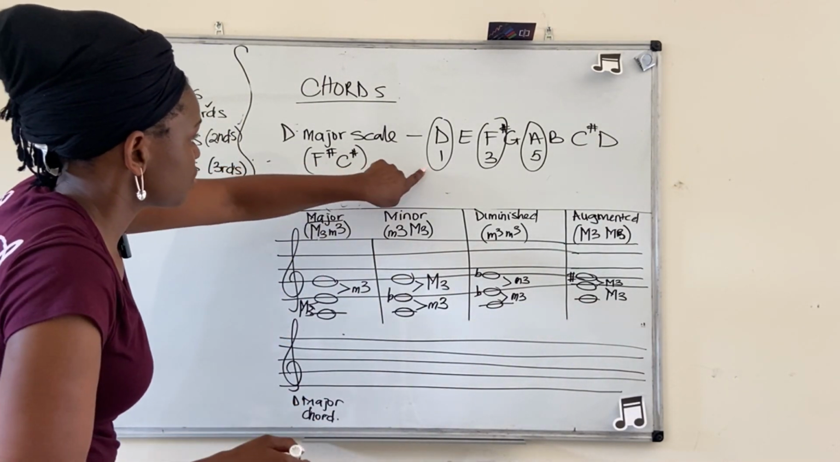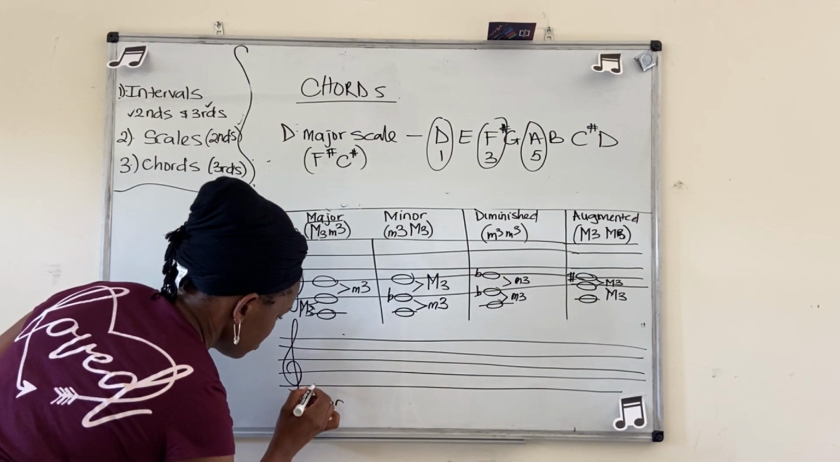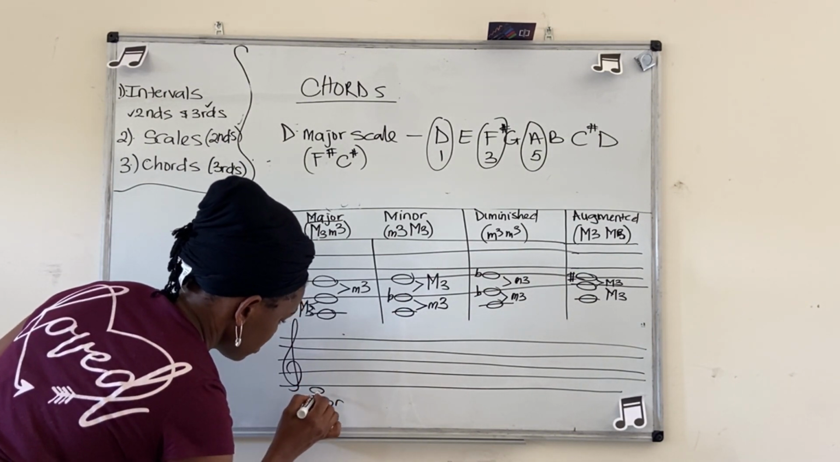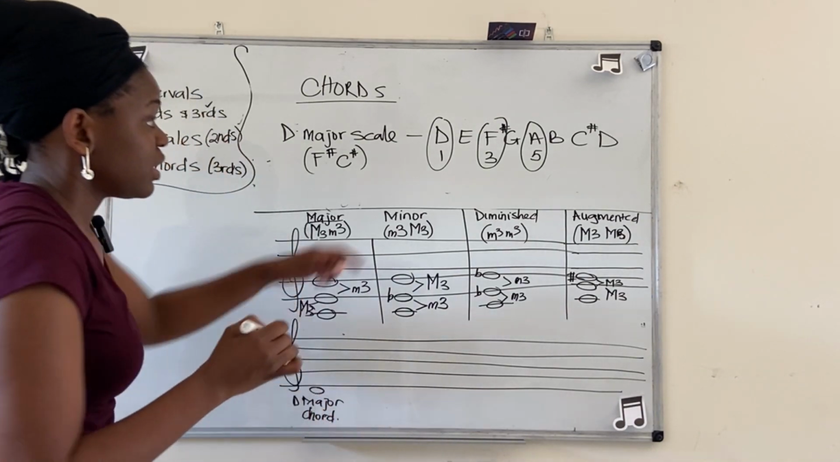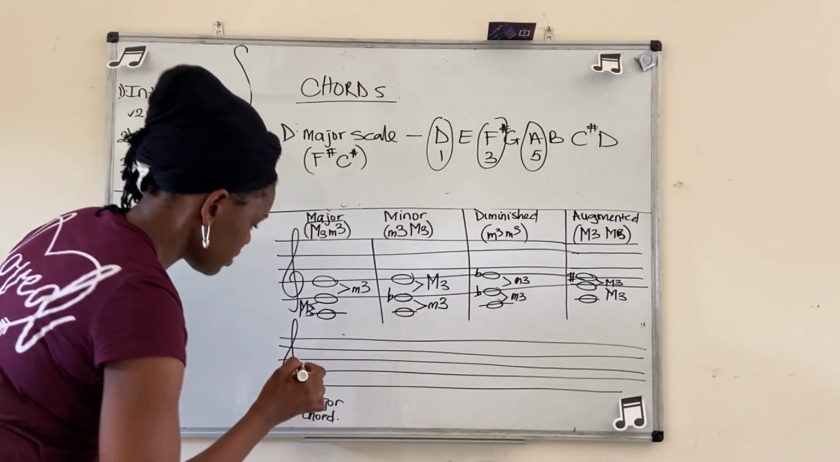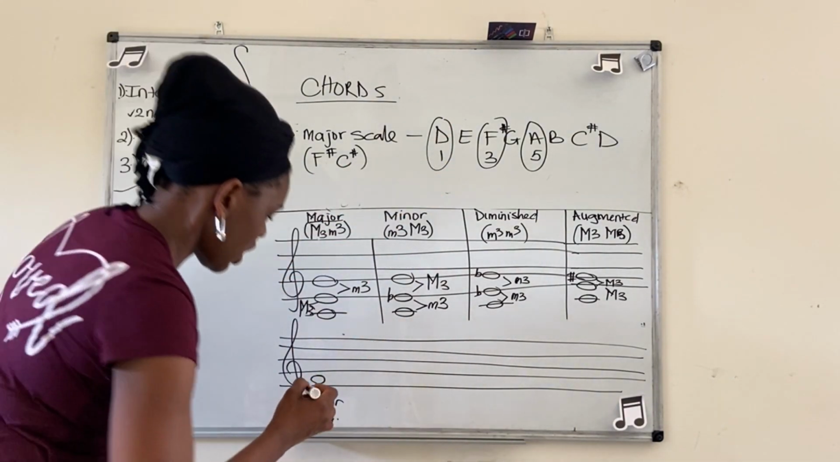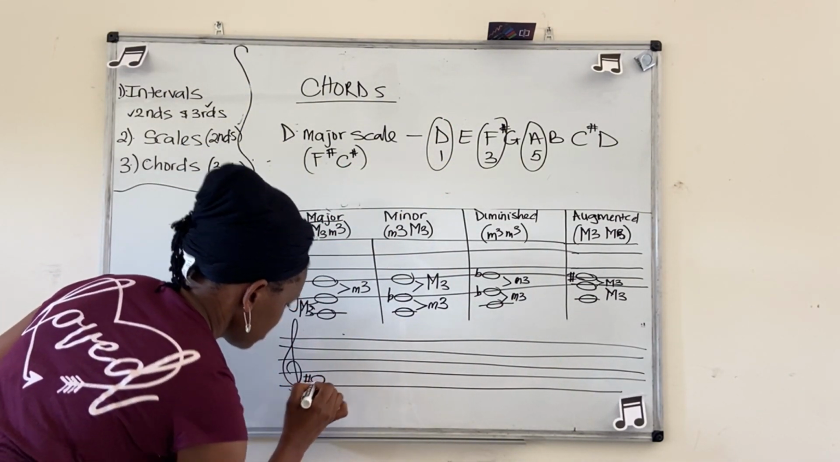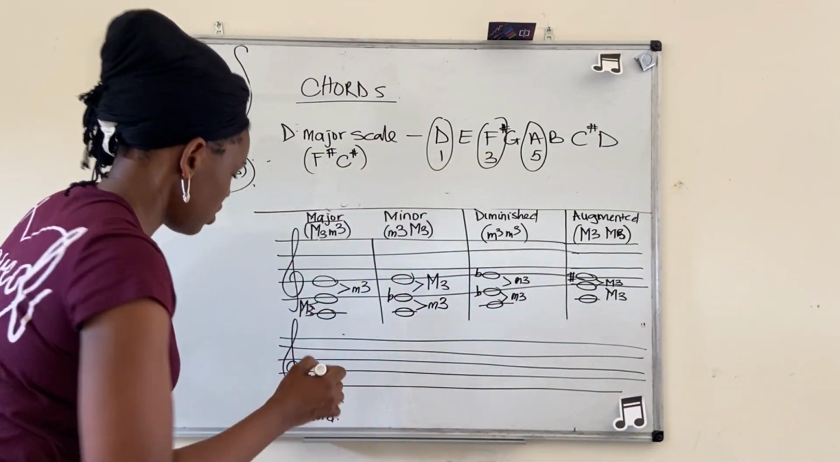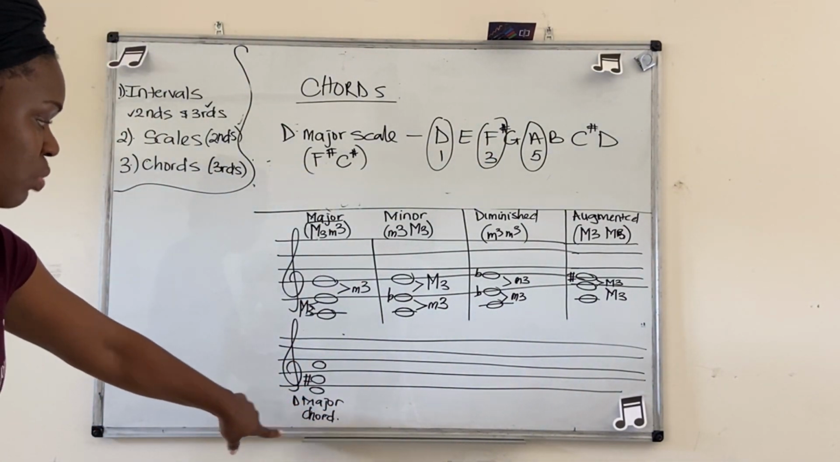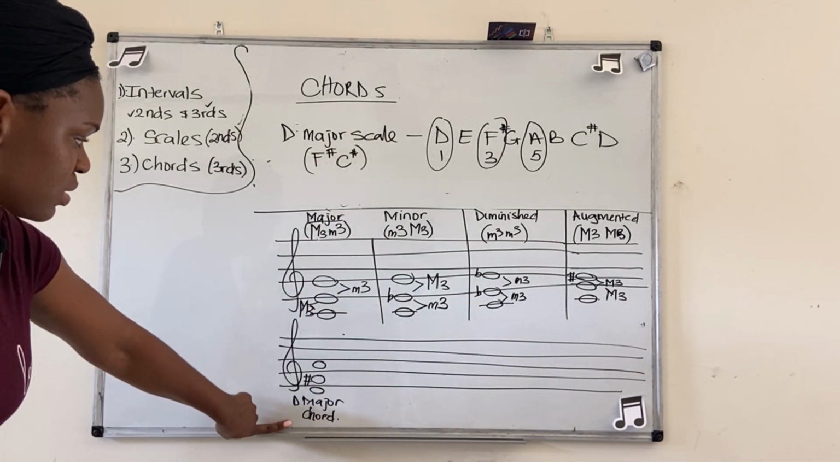We use this, which is D. Where's our D? The first D is down here. It's a space note. That's our D. And the next one is our F. All of them are space notes. Our F here, F sharp, so I'm going to sharp it. And the next one is going to be our A. So this is how the D major chord is going to look.